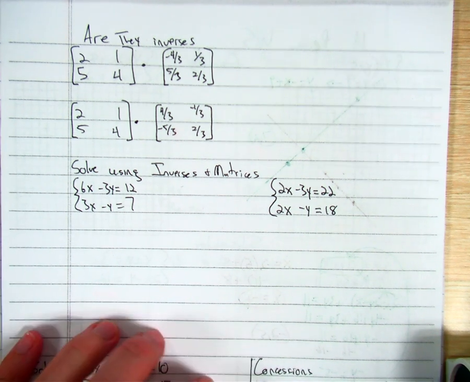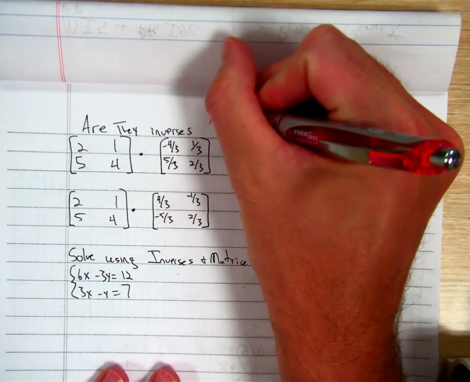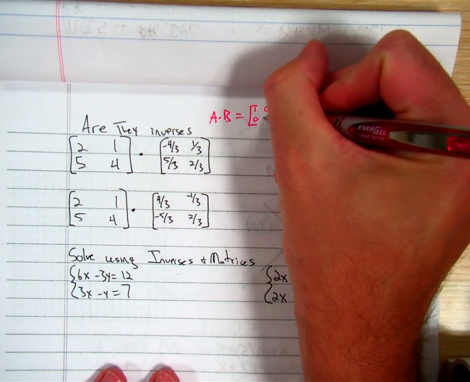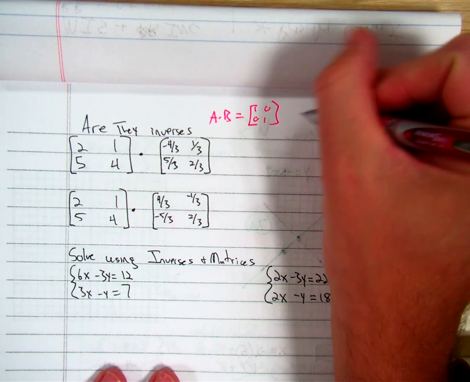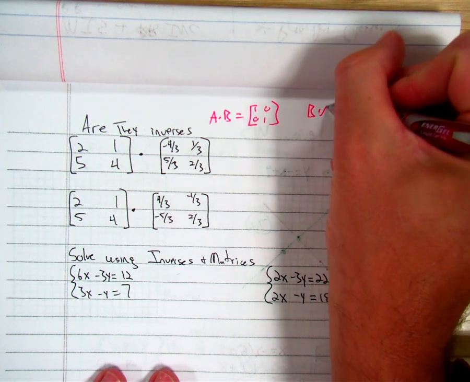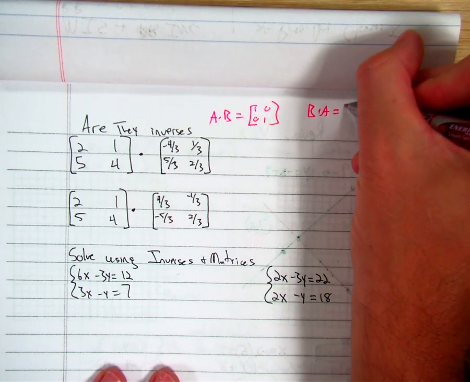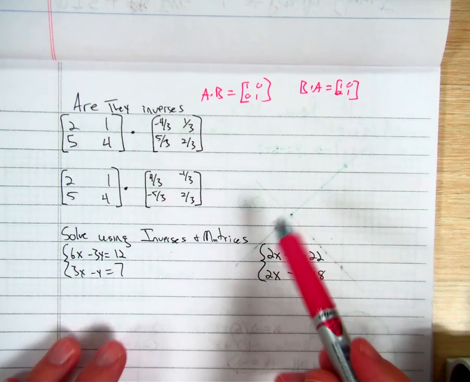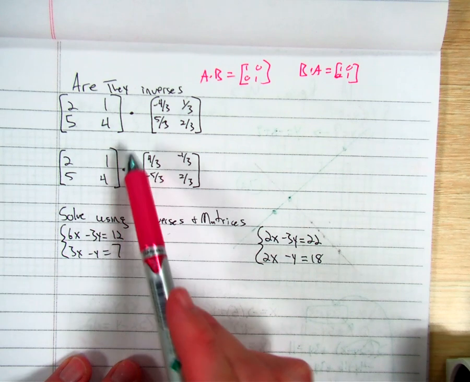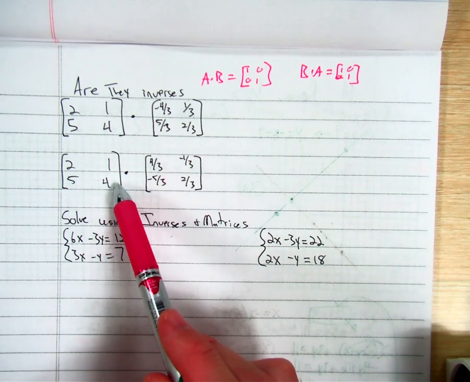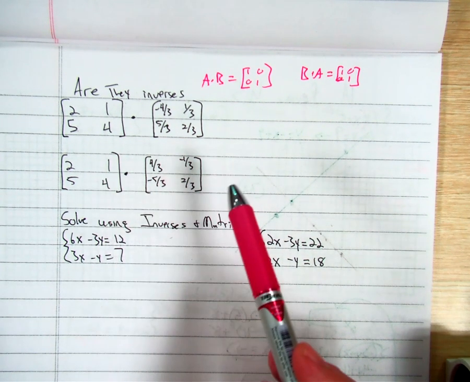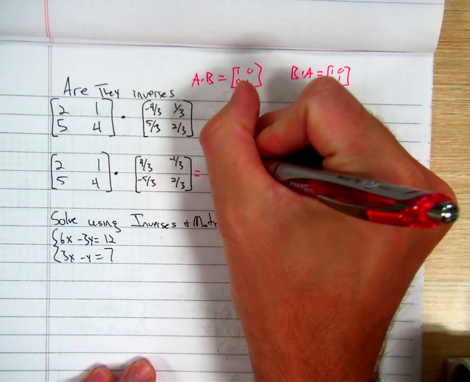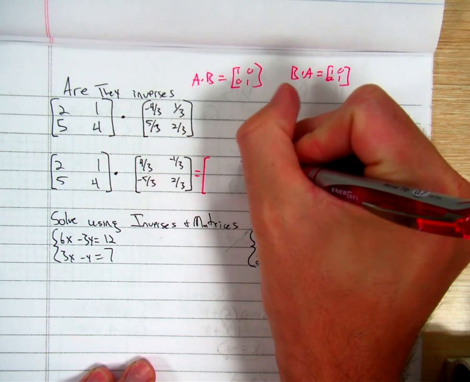Okay, so we need to see A times B equals 1, 0, 0, 1. And if it does, we need to turn it around and show that B times A also equals 1, 0, 0, 1. Okay, so I think in class we did the top one, it was a no. Bottom one's a yes. Let's do the bottom one just to show you what we're looking to see here. I'm going to have to write small just to make it fit.